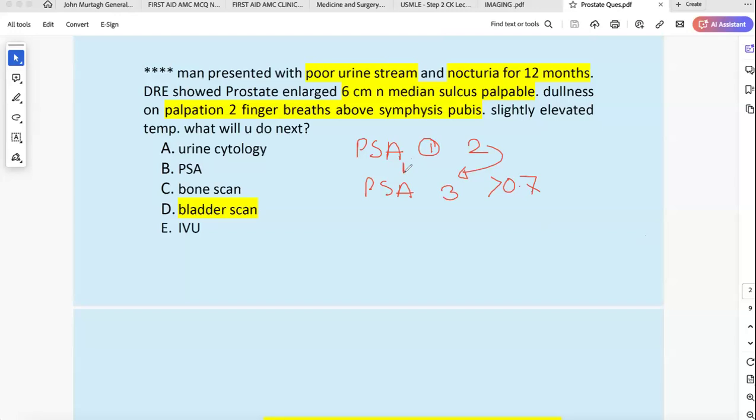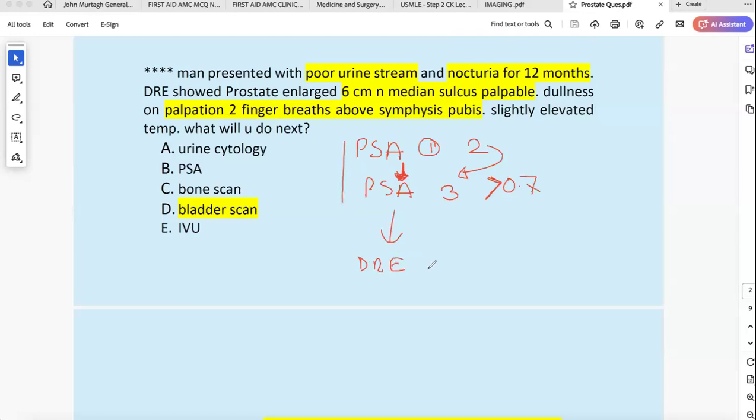So you did a PSA 1, it came normal, let's say. Then 2 years later, you have found it has elevated by more than 0.7. So from 2 to 3, that means that's more than 0.7, right? The next step would be that now that you are concerned, you would do a DRE.